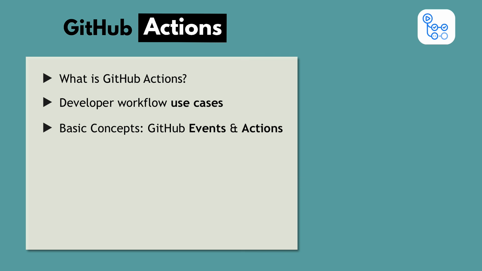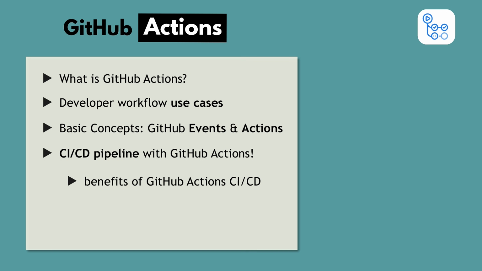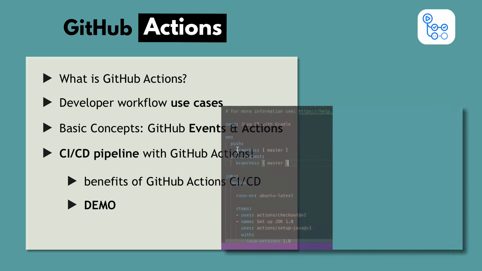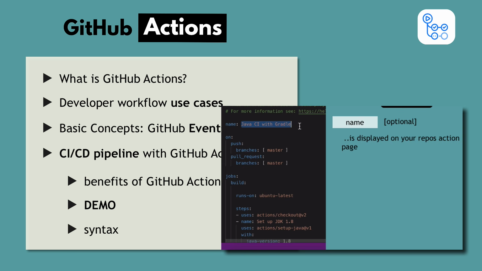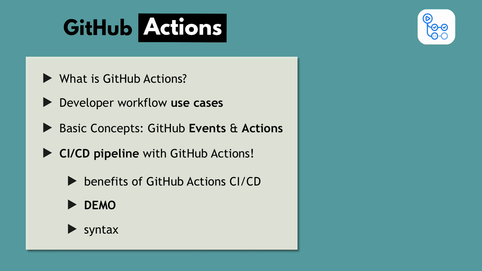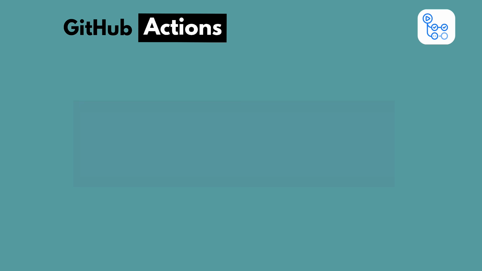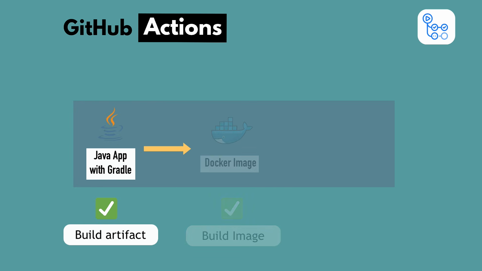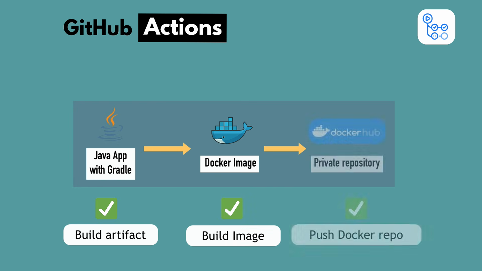Having understood what GitHub Actions solves and how it makes it possible, I will go through the most common workflow, which is CI/CD pipeline. I will explain shortly why it's not just another CI/CD tool, or what are the benefits of GitHub Actions CI/CD pipeline. Finally, we will go through a hands-on demo where I explain the syntax of GitHub Actions workflow file, and then we will go through a complete CI pipeline setup with my example Java Gradle project, which we will build into a Docker image and push to a private Docker repository on DockerHub.